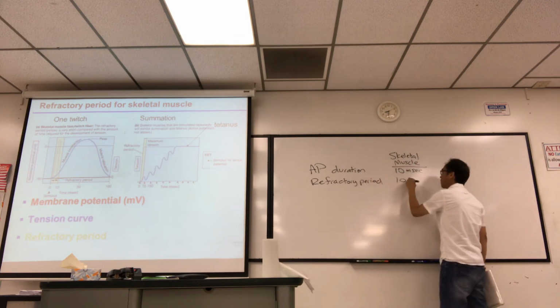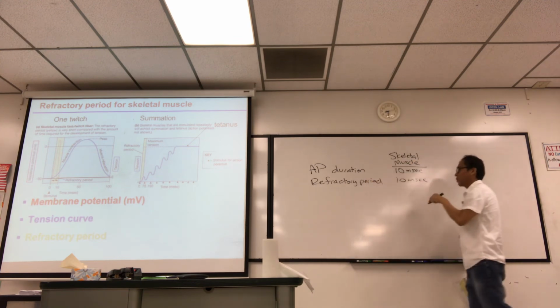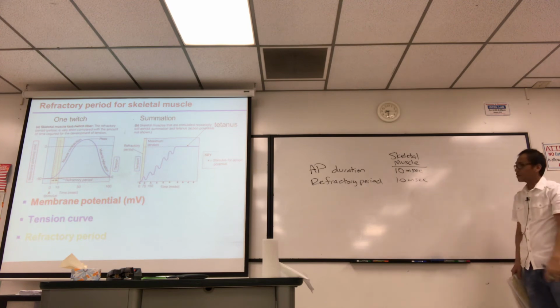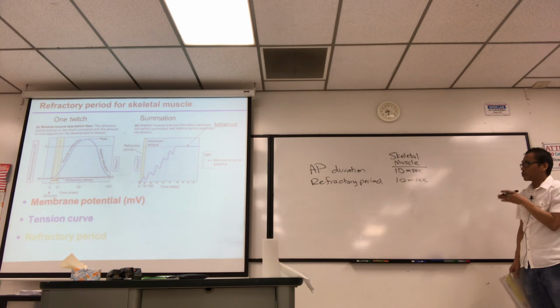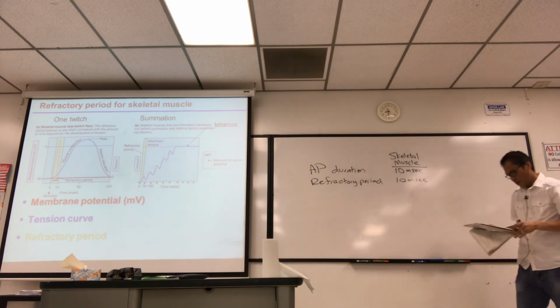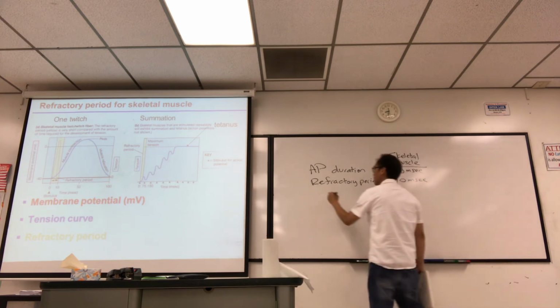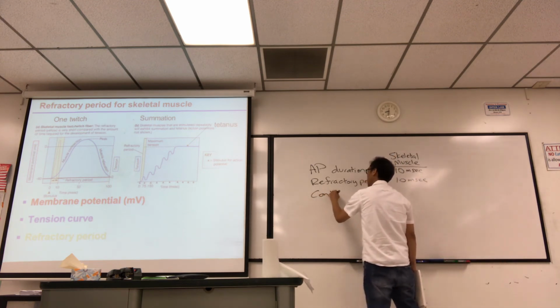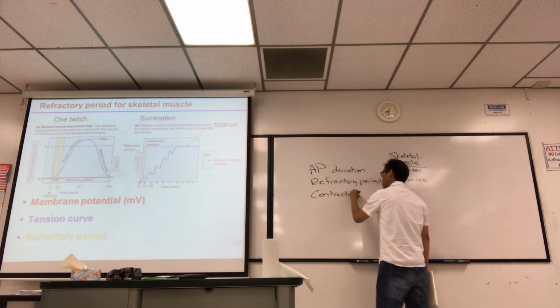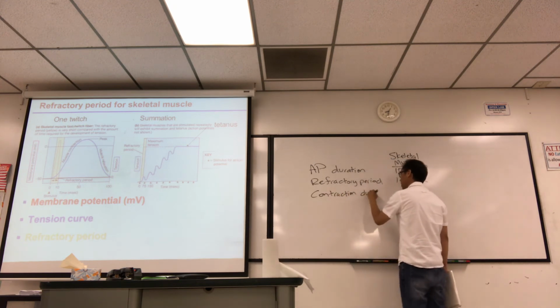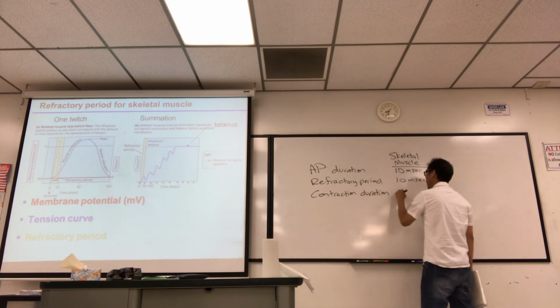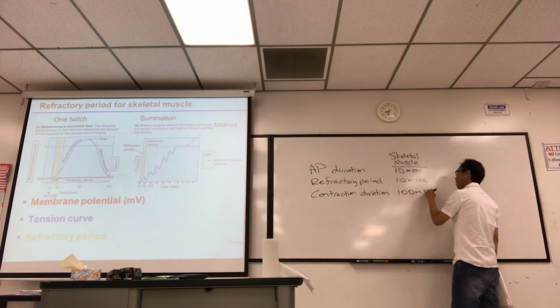About the same amount of time. The refractory period, this period of insensitivity, is as long as the action potential. So you could re-stimulate any time after that 10 milliseconds because the contraction duration is quite long by comparison. The contraction duration of the muscle twitch was about 100 milliseconds.